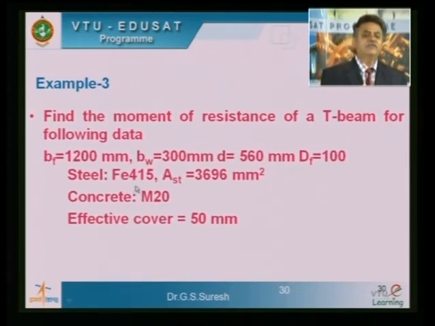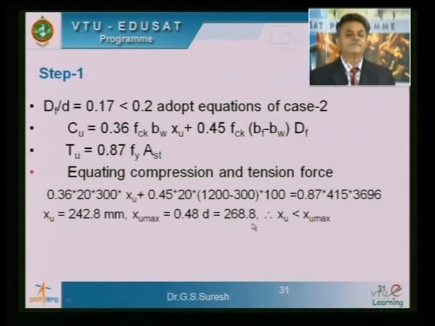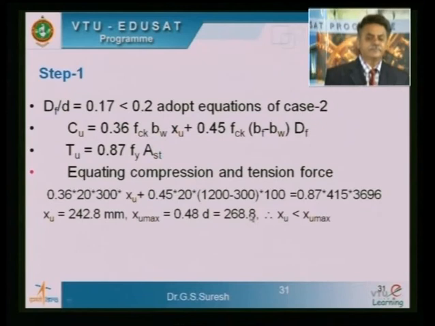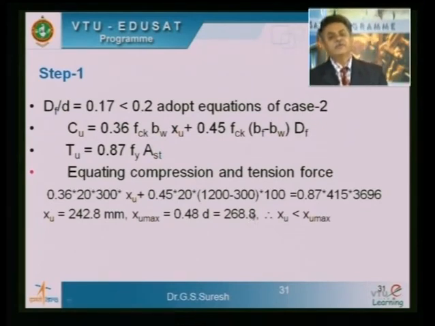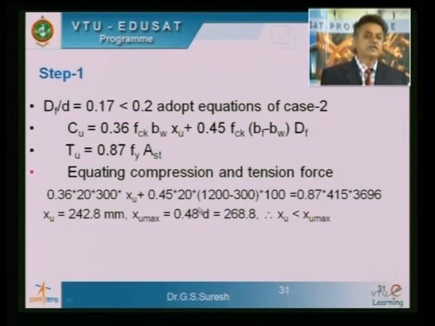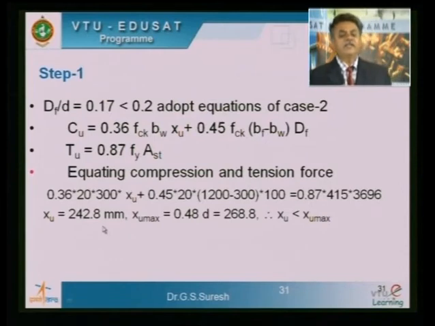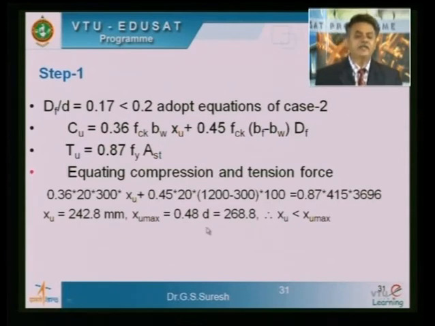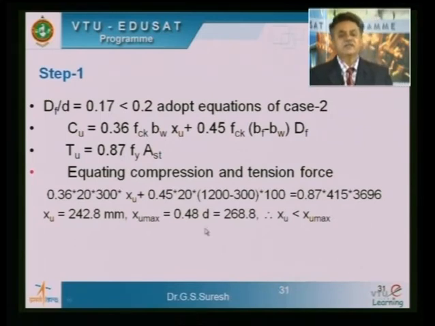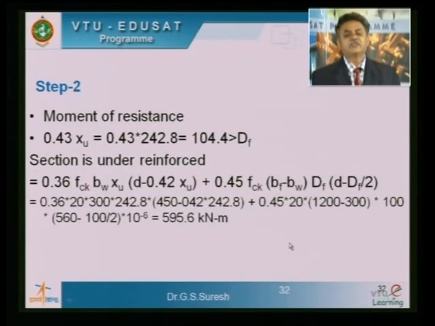The steel is of Fe415, area of steel is 3696 mm², concrete is M20, effective cover is 50 mm. First, always we check DF by D. So, now it is less than 0.2, therefore, it is case 2. Then I take the compressive force and the tensile force, from which I calculate XU as 242.8, and XU max from IS456 is 0.48D for M20 concrete and Fe415 steel. Hence, I get XU as less than XU max.